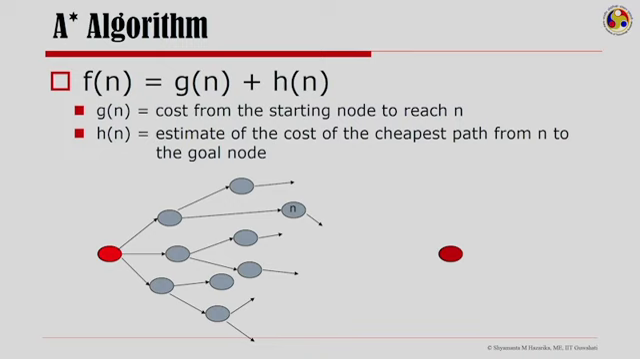So let us try to understand the A star algorithm. The evaluation function f of n is written as g of n plus h of n, where g of n is the cost from the starting node to reach n, whereas h of n is the estimate of the cost of the cheapest path from n to the goal. So here h of n is an estimate, it's a heuristic value. So if you see, we can be very sure of g of n, whereas h of n is an estimate.